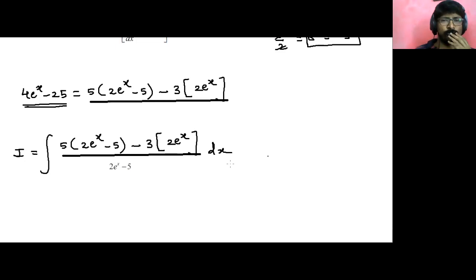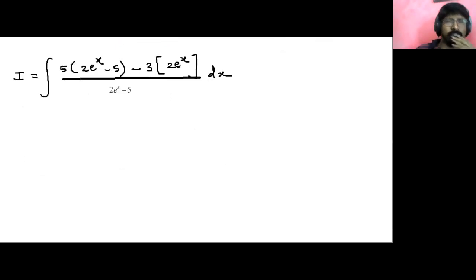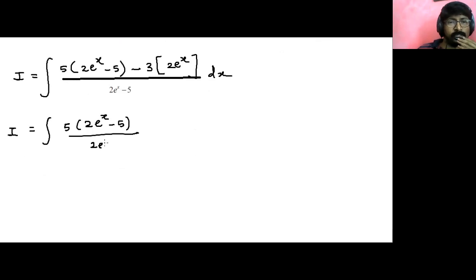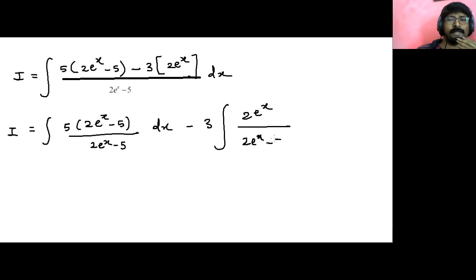And now, students, what is this? This is separating the numerator. Now, how can you do this? Separate. So this integration can be rewritten as integration of 5 times (2e^x minus 5) upon (2e^x minus 5) dx, minus 3 integration of 2e^x upon (2e^x minus 5) dx, isn't it? Now this is the derivative of this, so integration of f'(x) upon f(x), what that is, you all know, isn't it?